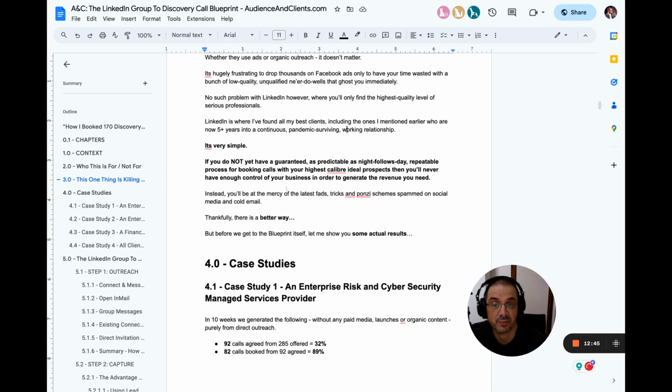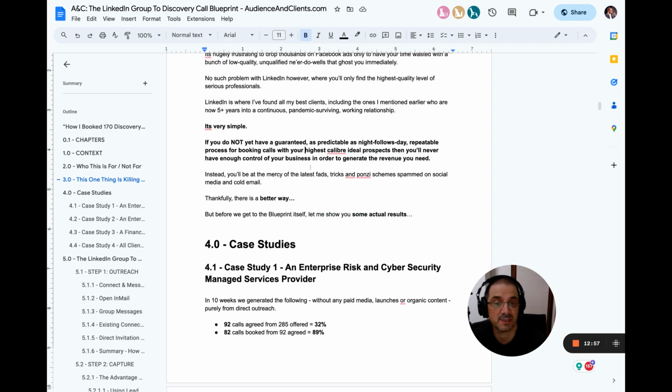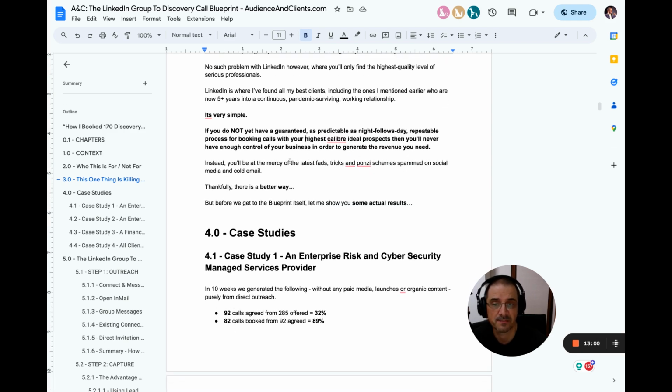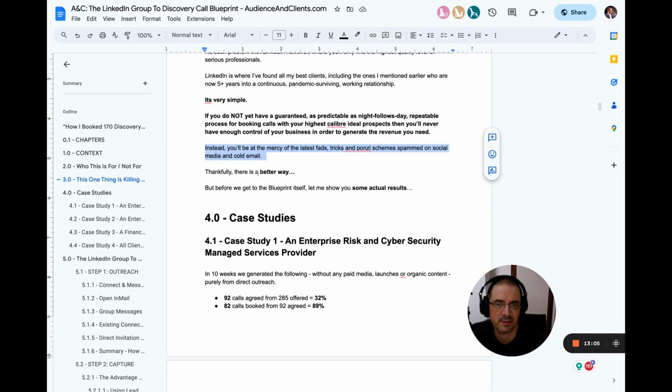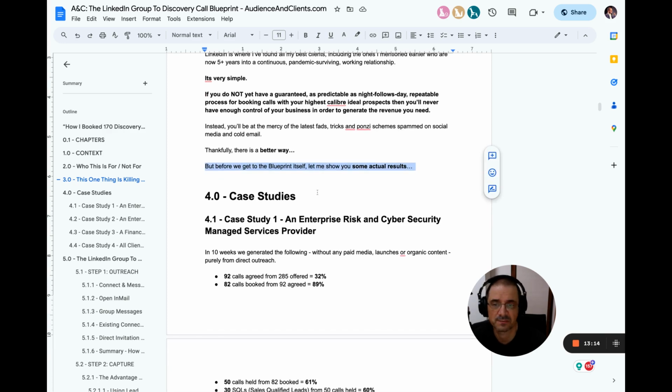So it's very simple. If you do not yet have a guaranteed, as predictable as night follows day, repeatable process of booking calls with your highest caliber, ideal prospects, then you'll never have enough control of your business in order to generate the revenue you need. And instead, you'll be at the mercy of the latest fads, tricks, and Ponzi schemes being spammed on social media and cold email all day. But thankfully, there is a better way. But before we get to the blueprint itself, let me show you some actual results.